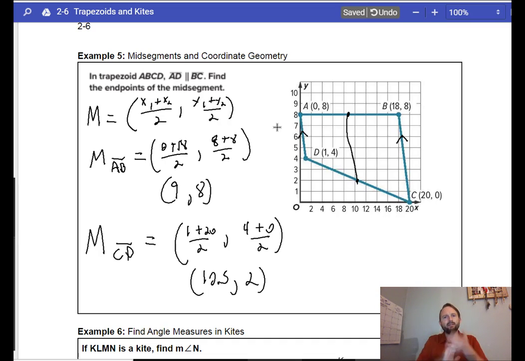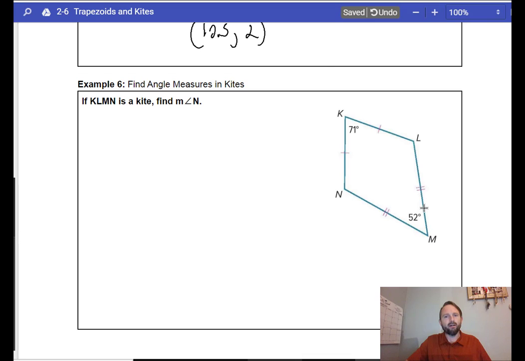All right, so that's trapezoids. Let's go on to kites. So now a kite. A kite only has one pair of congruent angles. And since angle K does not equal angle M, we know that the opposite angles that are congruent would be N and L. So knowing this, I know that these two are equal.